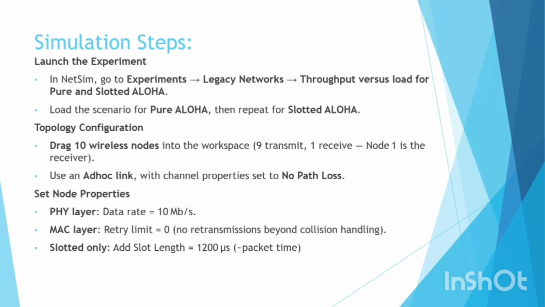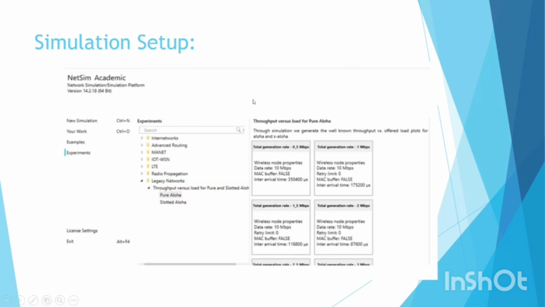In the same way, we just need to see the collision. Here comes the topology configuration. Drag 10 wireless nodes into the workspace: 9 transmitters and 1 receiver node. Node 1 is the receiver. Use an ad hoc link with the channel property set to no path loss. Then set the node properties.